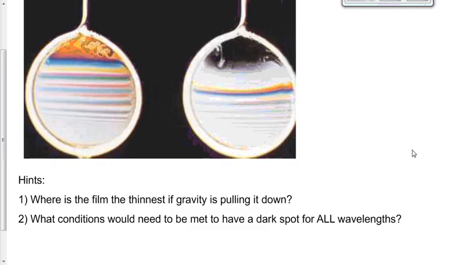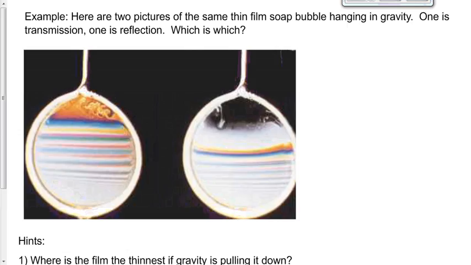Great, so hopefully you got an answer for me. And really, if I go back to my transmission and reflection ones, the key here again, as I said, is the dark spot. And the dark spot is right here. This is dark for all wavelengths. And what sort of conditions could give me dark for all wavelengths? Well, let's go back to both expressions here.